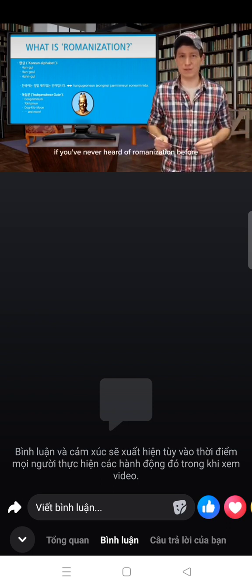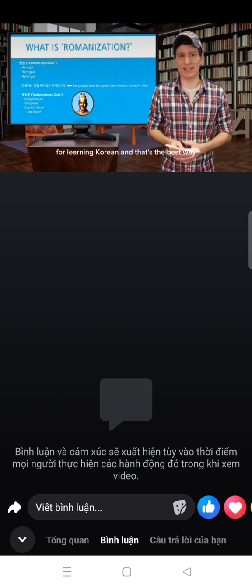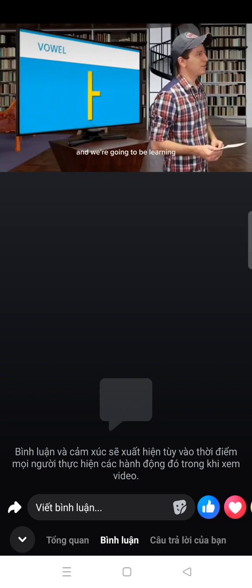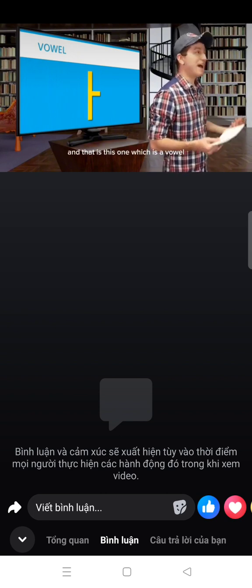If you've never heard of romanization before, then don't worry, you don't need to use it. We're going to be using the actual Korean alphabet for learning Korean, and that's the best way. So let's jump right into the language, and we're going to be learning our first letter in Hangul. And that is this one, which is a vowel.